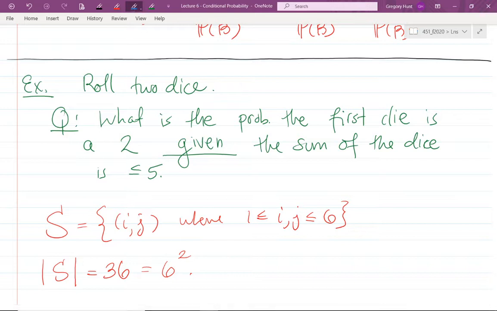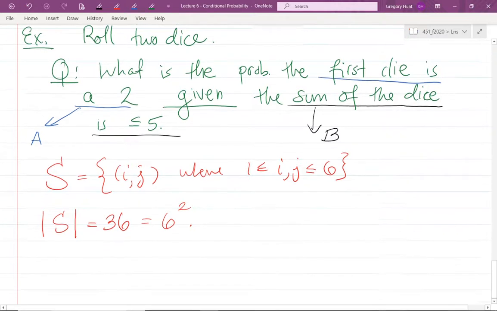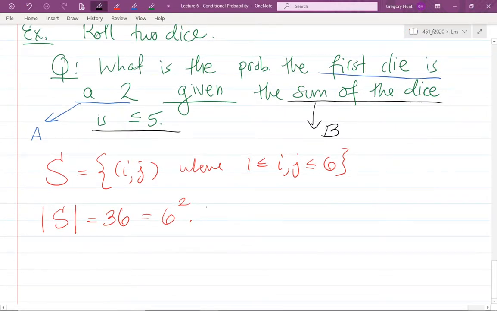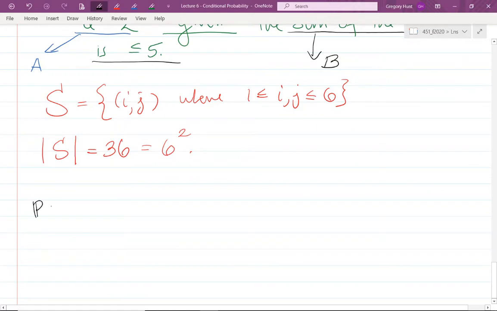So that's our sample space, and the two events we want are, let's say, the first is that the first die is a 2. This blue thing here, let's call A. And let's underline in black here the conditioning event, which is that the sum of the two is less than or equal to 5. So those are our two events. Those are both certainly subsets of our sample space. So let's calculate. This is the probability of A given B, which of course by our definition of conditional probability is P(A and B) over P(B).